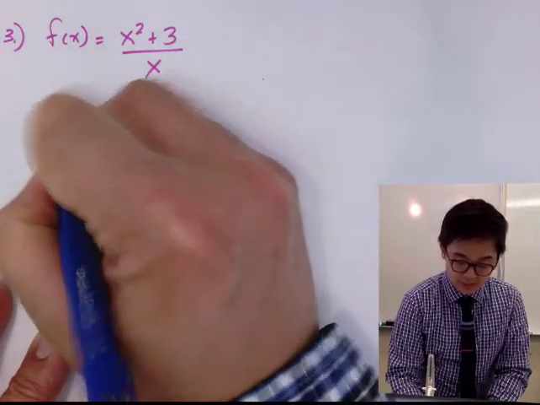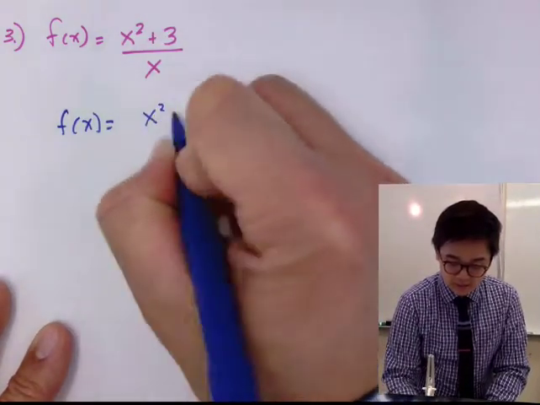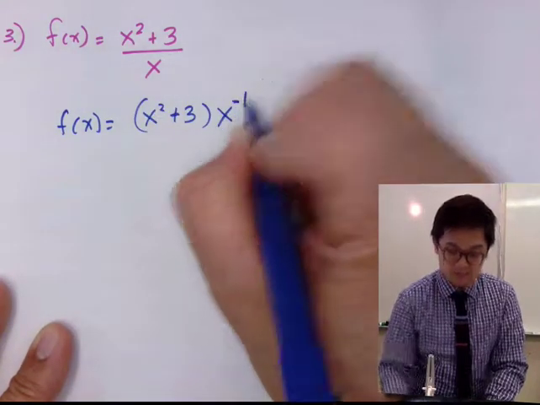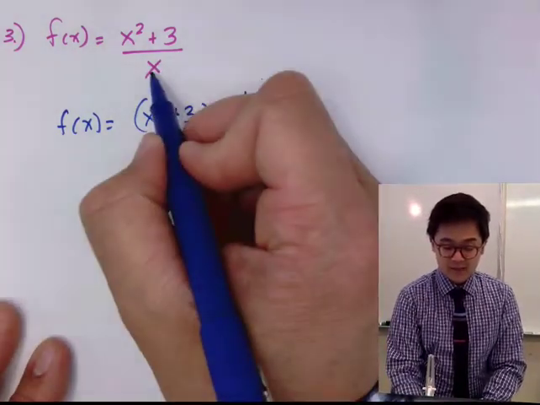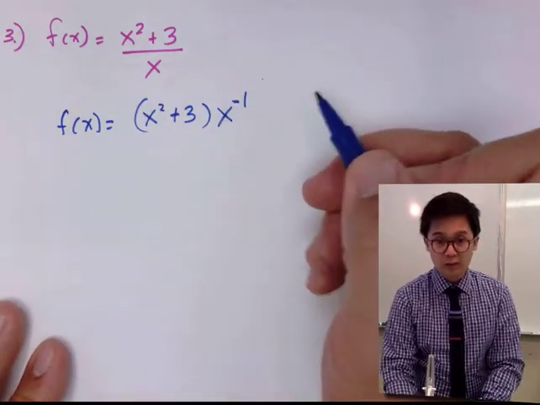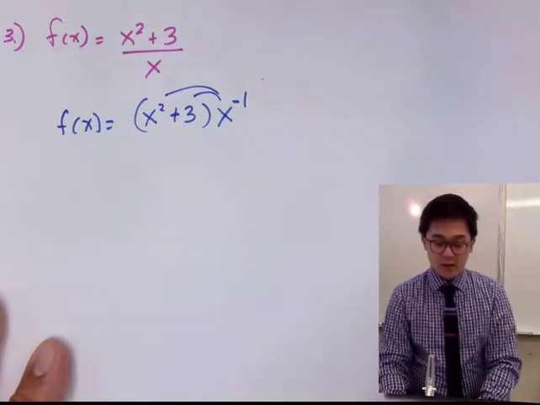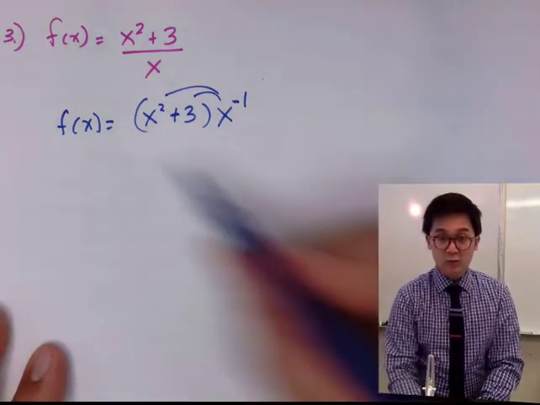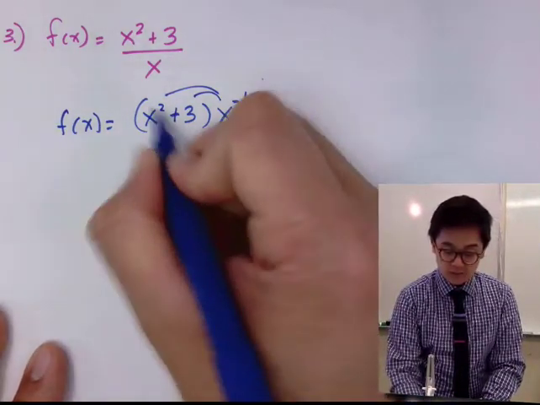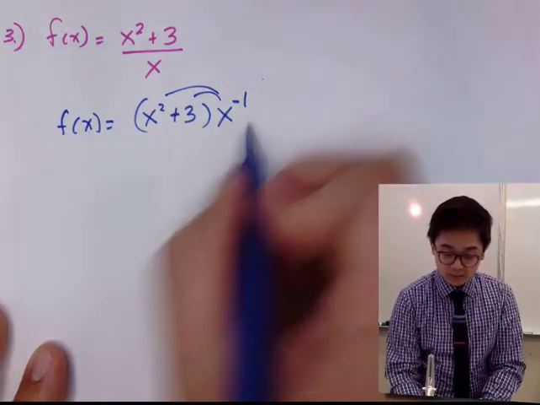So instead of using f of x with this fraction, I can modify this by multiplying this by x to the negative 1, because x as a denominator can be changed into x to the negative 1 using the law of exponents. So by doing so, I can now distribute my x to the negative 1 to my function x squared plus 3. So we know that we're simply adding exponents if we're multiplying terms like this.